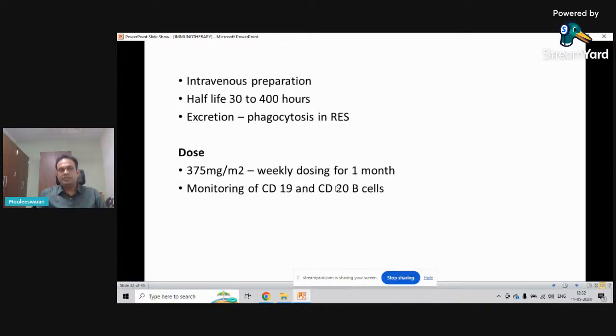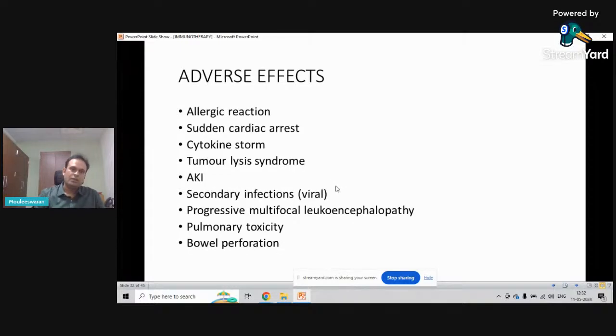So it is available as an intravenous preparation, half-life being 30 to 400 hours, and the excretion is by phagocytosis in the reticuloendothelial system. It is dosed at 375 milligram per meter squared as a weekly dose for 1 month, and it is recommended to monitor CD19 and CD20 B cells to assess for the treatment outcome. The adverse effects are allergic reaction, sudden cardiac arrest, cytokine storm, tumor lysis syndrome, acute kidney injury, viral infections, progressive multifocal leukoencephalopathy, pulmonary toxicity, and bowel perforation.